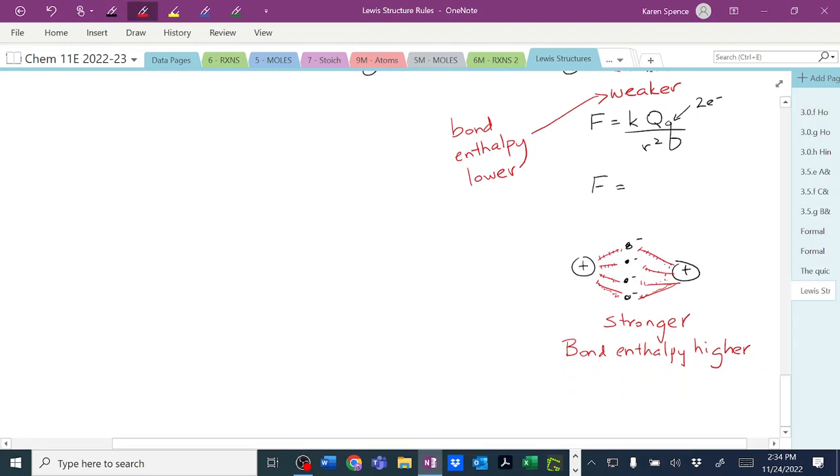Okay, so here we have, due to the stronger attraction, the double bond pulls the nuclei closer.